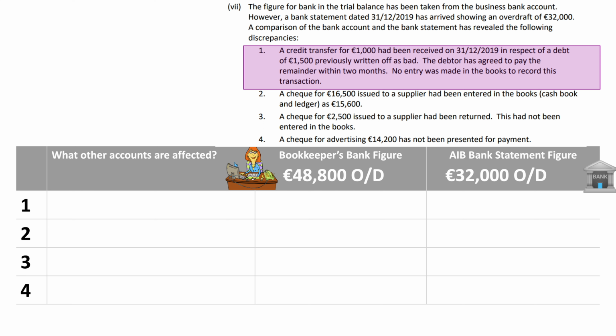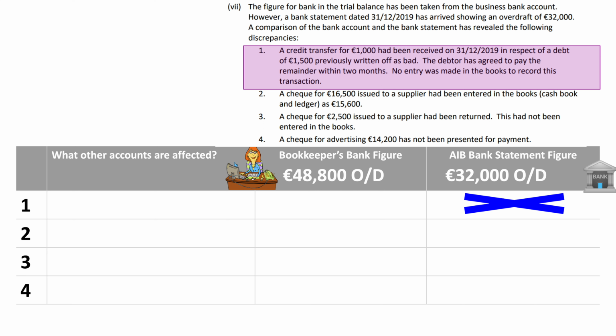So looking at the first one, a credit transfer for 1,000 had been received on the 31st of the 12th, 2019 in respect of a debt of 1,500 previously written off as bad. The debtor has agreed to pay the remainder within 2 months. No entry was made in the books to record this transaction. Okay, so this is great news. This is bad debt recovered, and we're happy about this situation. It was a bad debt previously written off, the debtor went bankrupt or whatever it might be, and now they're back in business. They want to give us some of the money they previously owed us. So happy days.